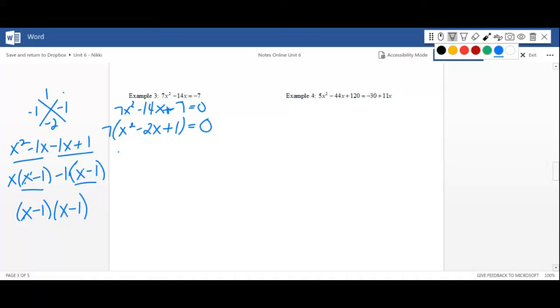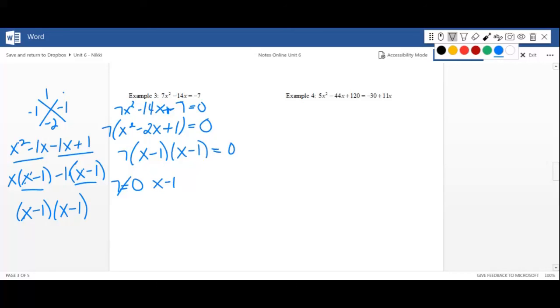So back to the original. 7 is the GCF, and then we get the factors x minus 1 and x minus 1. Now, step 3 is to set each factor equal to 0. Well, interestingly enough, the first factor is 7, which doesn't actually equal 0. So that one doesn't give us a solution.